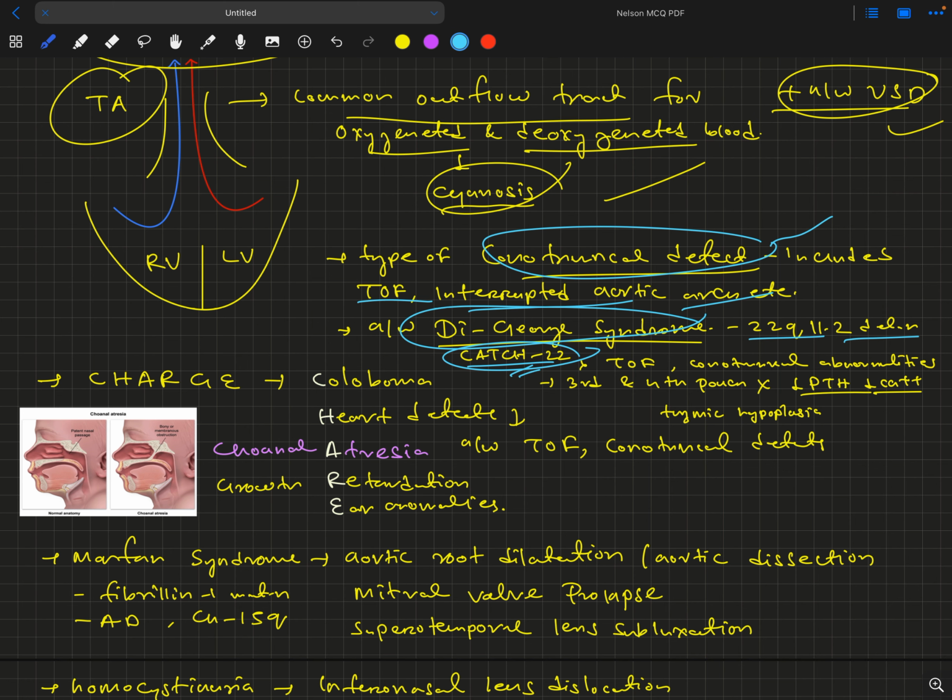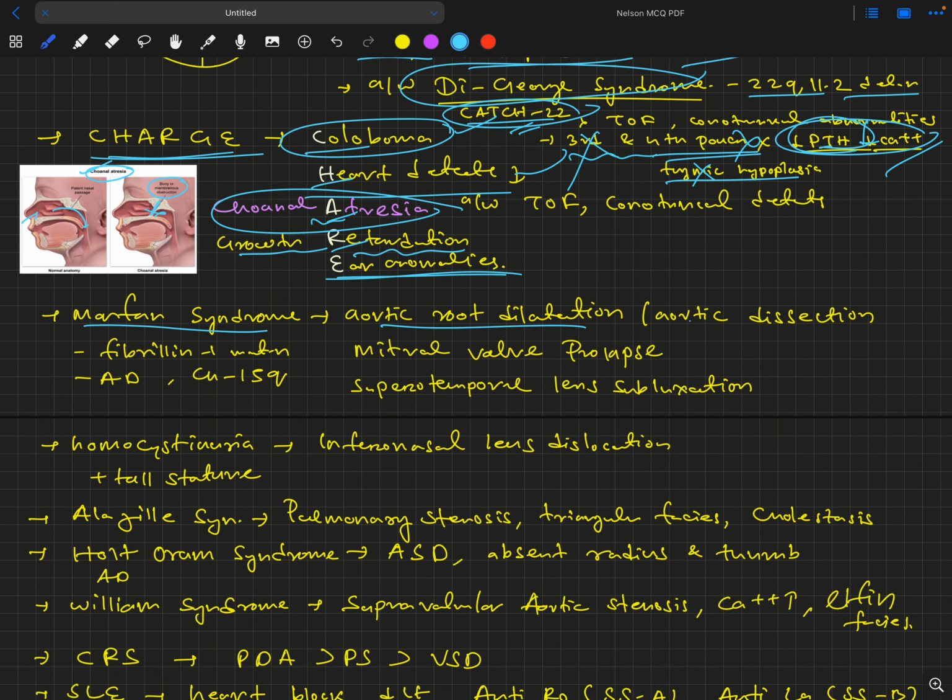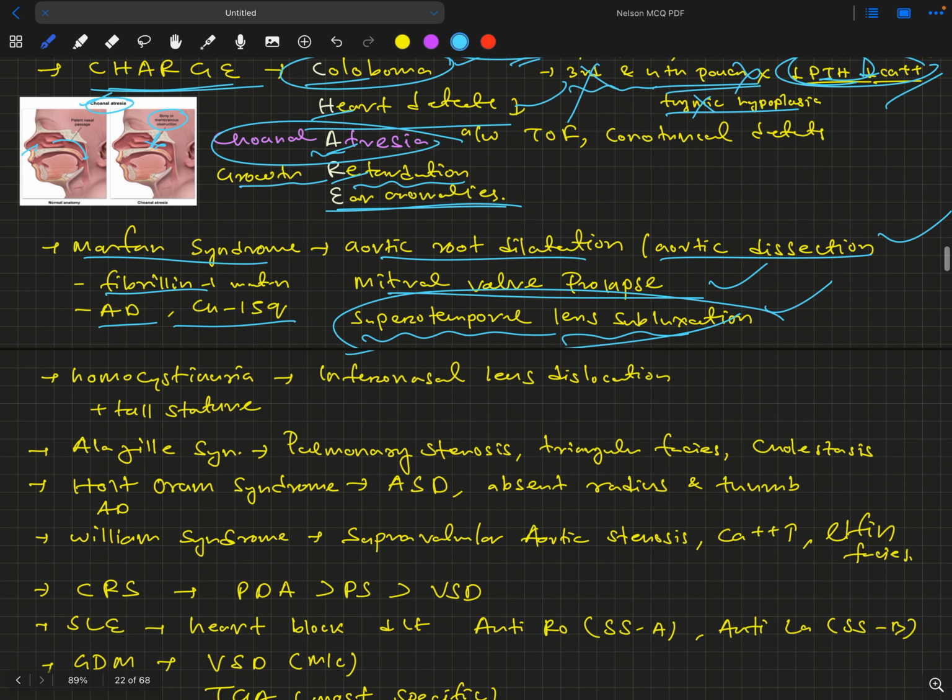Now let's discuss some other genetic conditions. In Marfan syndrome, aortic root dilatation and aortic dissection can develop, and that is a fibrillin 1 mutation, autosomal dominant, on chromosome 15q. Mitral valve prolapse can be there, and superotemporal lens subluxation. Superotemporal lens subluxation is characteristic of Marfan syndrome. And in homocystinuria, there will also be tall stature like Marfan syndrome, but there is inferonasal lens dislocation.